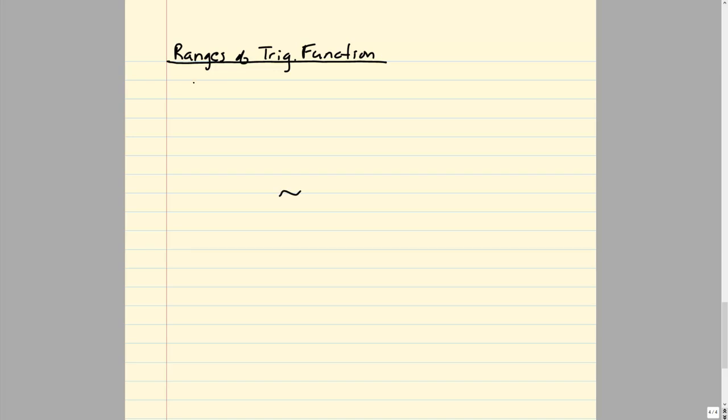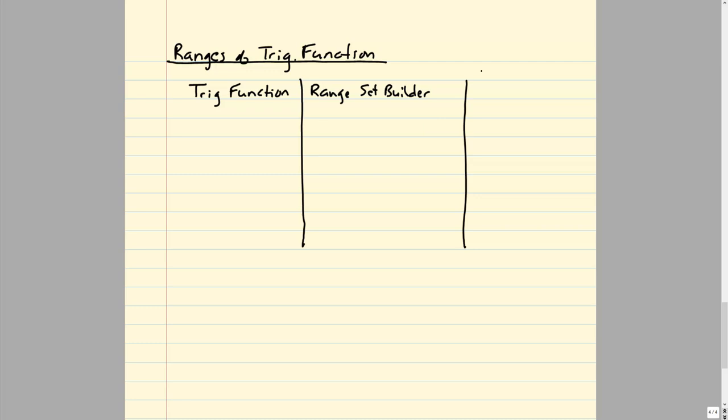So first of all, we'll have our trig functions. And then we'll have our range given in set builder. And we'll have our range given in interval notation. Now these are the same answers, they're just given in different types of notation. So again, in my math lab, make sure that you're looking carefully to see which one that's asking for. So let's go ahead and look at sine theta first.